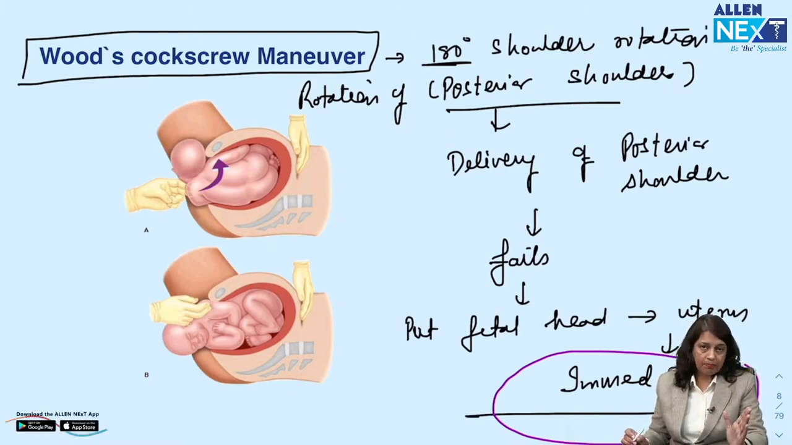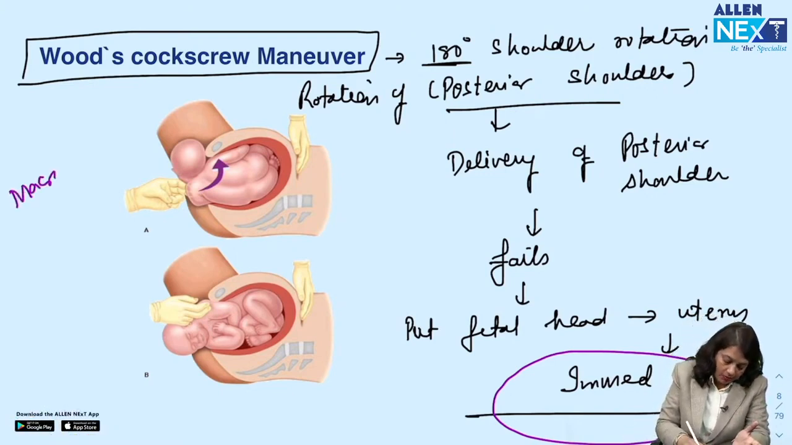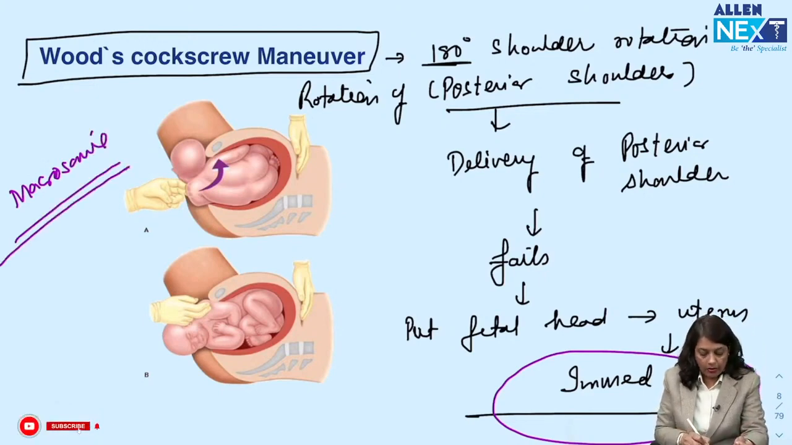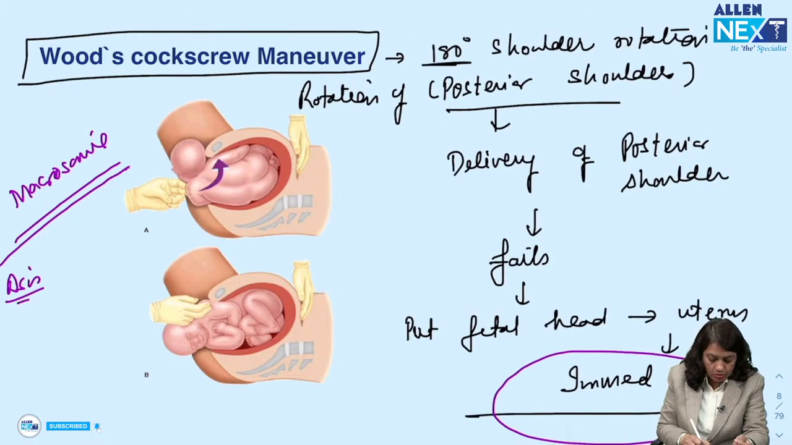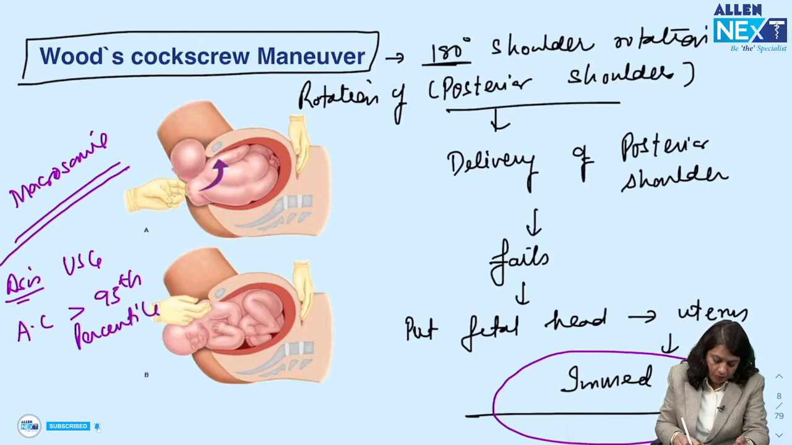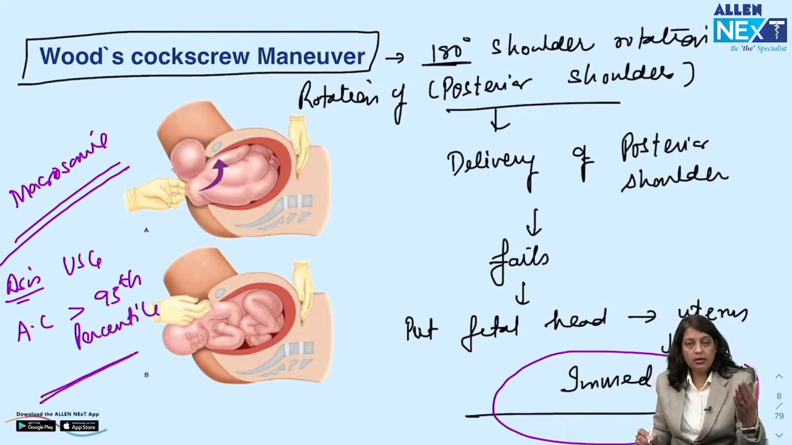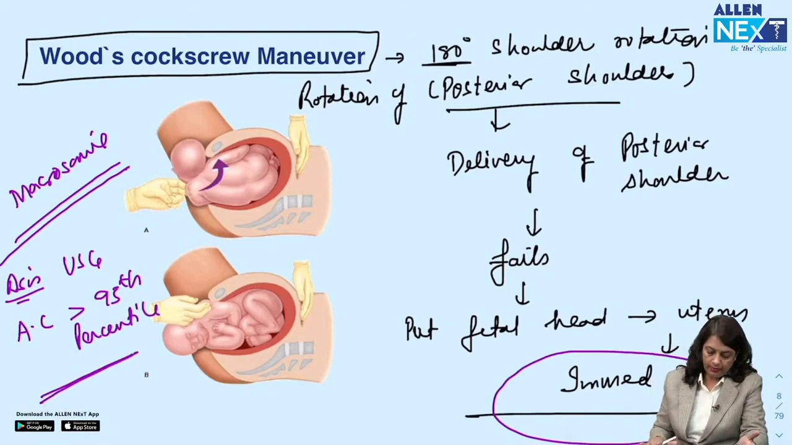So it is always a planned cesarean section for a macrosomia baby. And how can you diagnose a macrosomia baby? During pregnancy, it is by ultrasound. And what you check is that the abdominal circumference of the baby more than the 95th percentile for the gestational age is what is a macrosomia child.